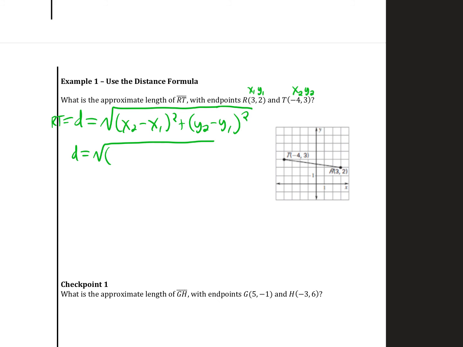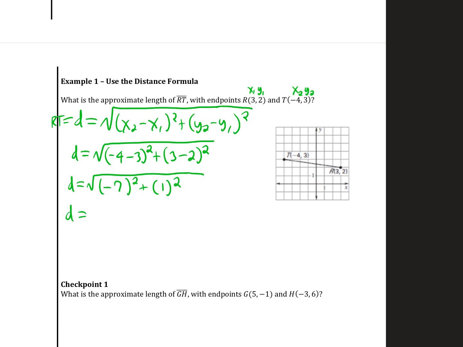So x2 minus x1 squared, what's x2? We have negative 4 minus x1, which is 3, squared, close parentheses squared, plus y2, which is 3, minus 2, which is y1, squared. Now we're going to simplify this. What's negative 4 minus 3? Negative 7, quantity squared. Make sure you use parentheses here. Distance can never be negative, and if you don't keep the parentheses, it could goof you up. What's 3 minus 2? It is 1 squared.